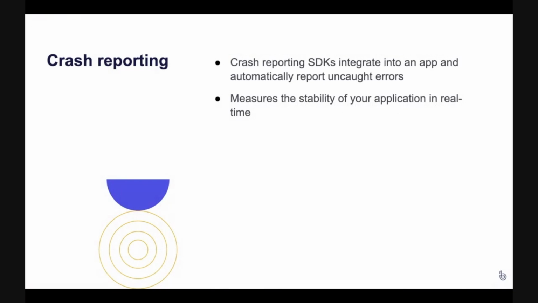So crash reporting SDKs basically work like a library which you'd integrate into your app. Typically, they'll hook into the platform's error reporting APIs and automatically capture errors, then send a report to an API. And when that's done in aggregate across all of your devices, you can get a feel for how stable your application is and how crashy it is, and you can measure that in real time.